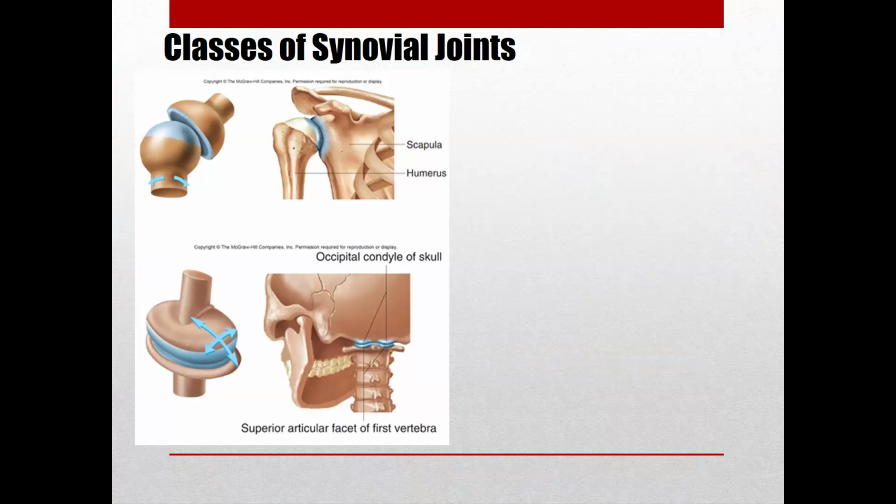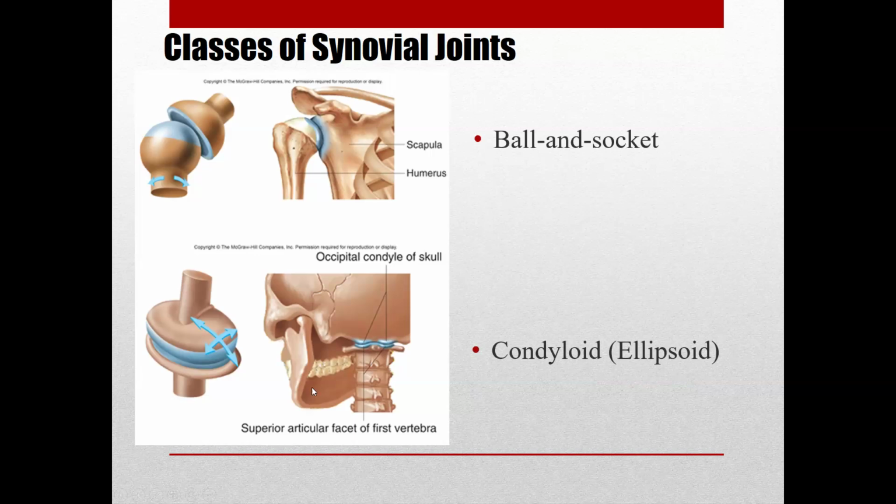Here are the ball and socket joints right there of the shoulder. And this is an example of a condyloid joint here in the occipital bone where it meets C1. Then we learned the condyles meeting C1. That's condyloid.